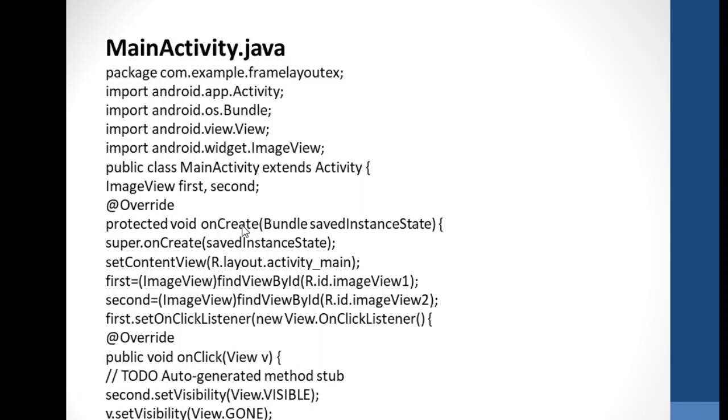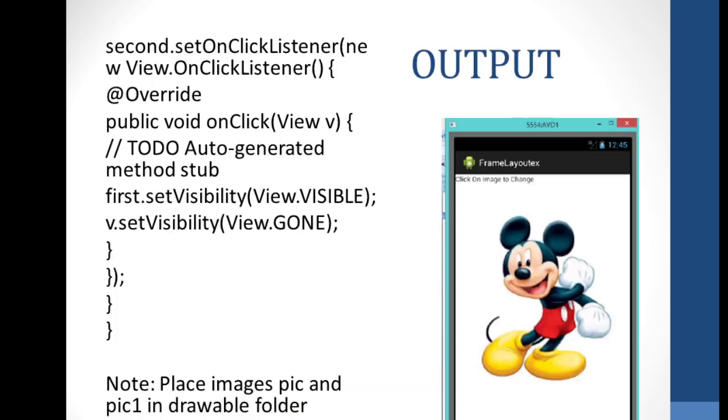Image views, etc. Why? Because I am using on click. Why am I overriding the on click? Because here I have to change the pics automatically. That's why I am creating the on click. Sorry, I am overriding the on click. I am not creating the function, I am overriding the function over here.